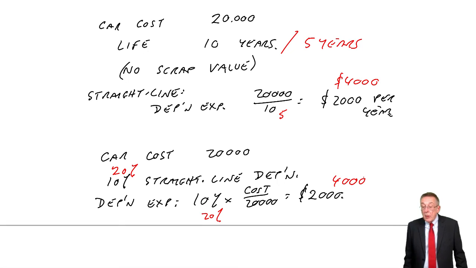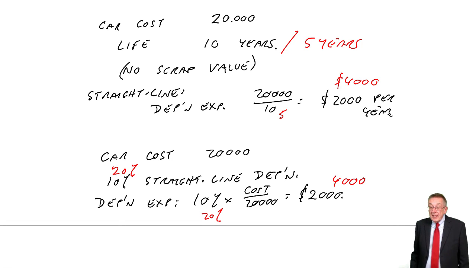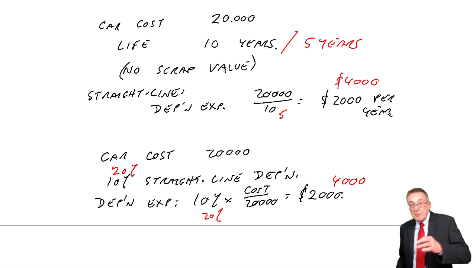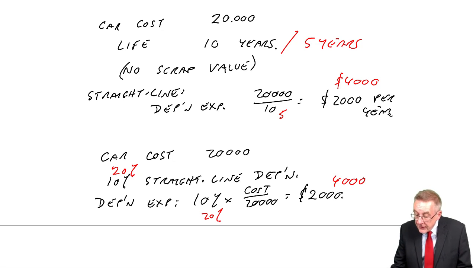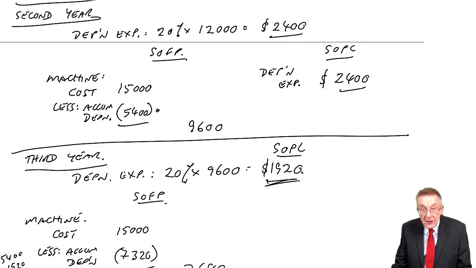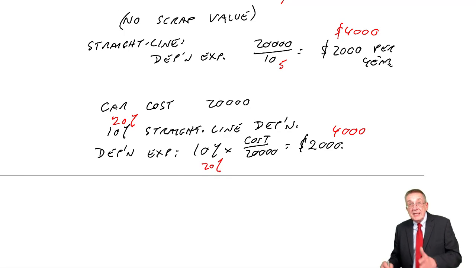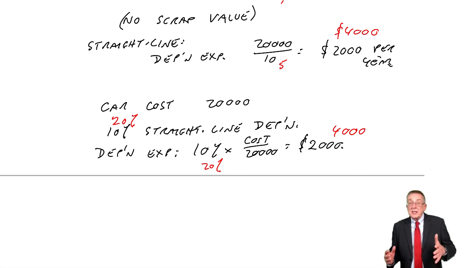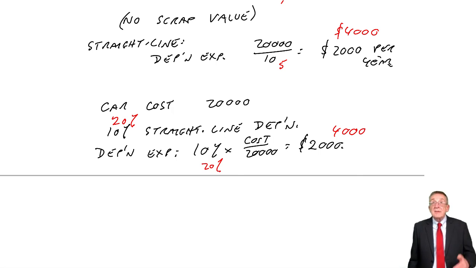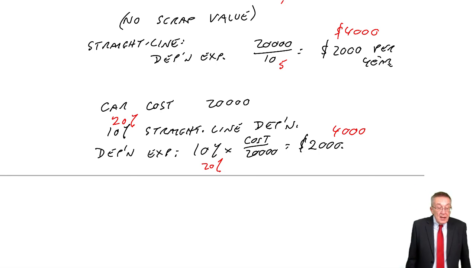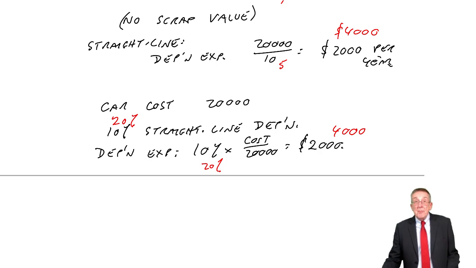But be careful, it's the way they trick you. You see, if it's 10% reducing balance, then we've got all this business to do. If it's 10% straight line, then it's an equal amount each year. It's simply 10% of the original cost. All right, so there are the two methods.